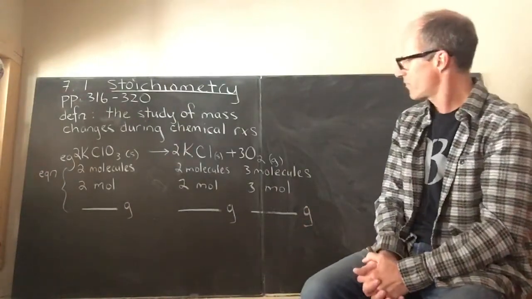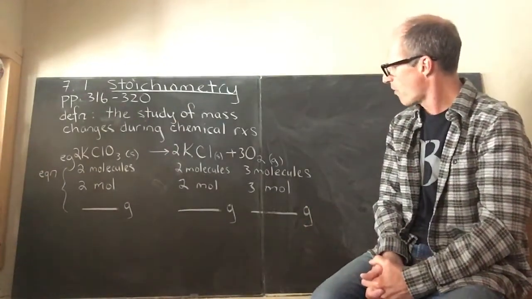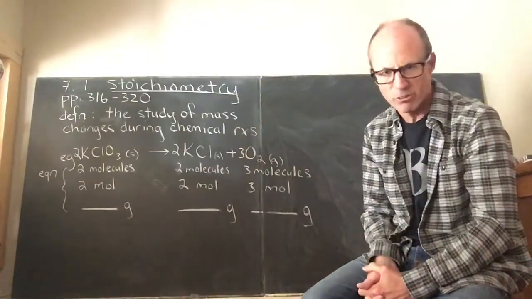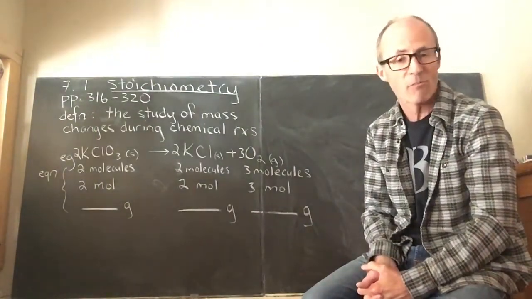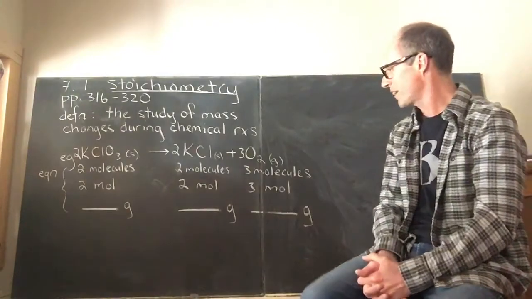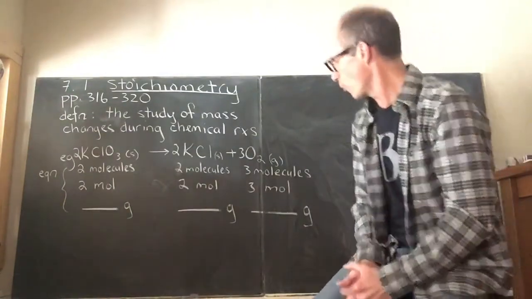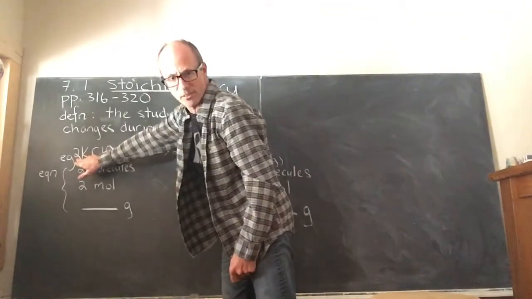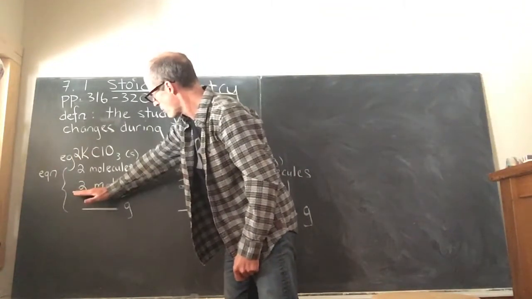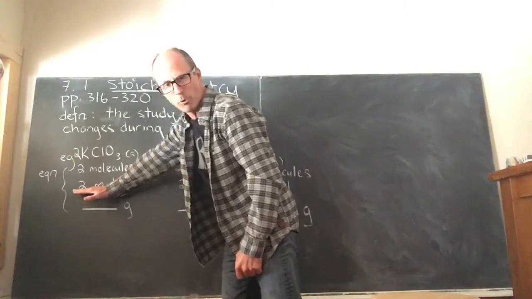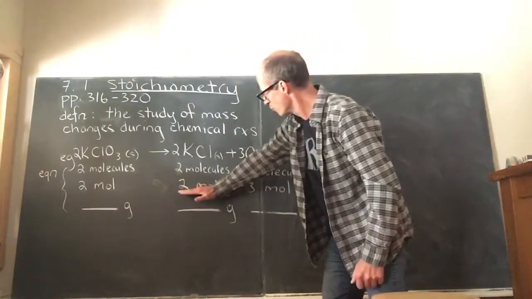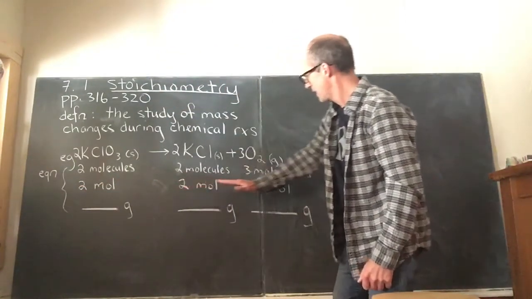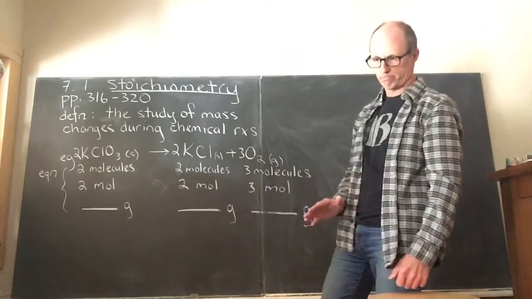So in a sense, the number of moles involved with each species in this reaction is the same as the number of molecules. It just makes sense to work in moles. So with that in mind, the equation tells us, and of course it is balanced, that for every 2 moles of potassium chlorate that we decompose, we get 2 moles of potassium chloride and 3 moles of oxygen.